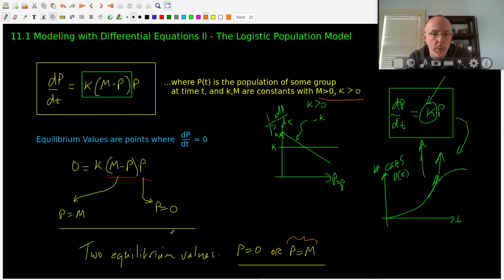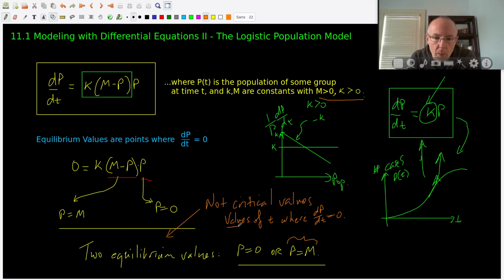Notice I'm calling these equilibrium values, and these might look a little like what we talked about in Calc 1. In Calc 1 we talked about critical values, where the rate of change is 0. But in Calc 1 we defined critical values as values of the independent variable where the rate of change was 0. Well, the independent variable doesn't appear here, right?